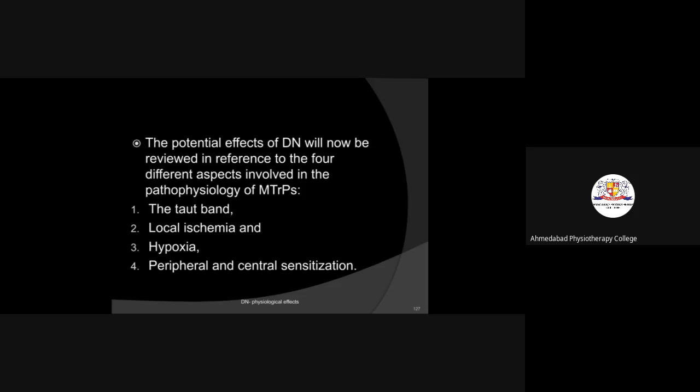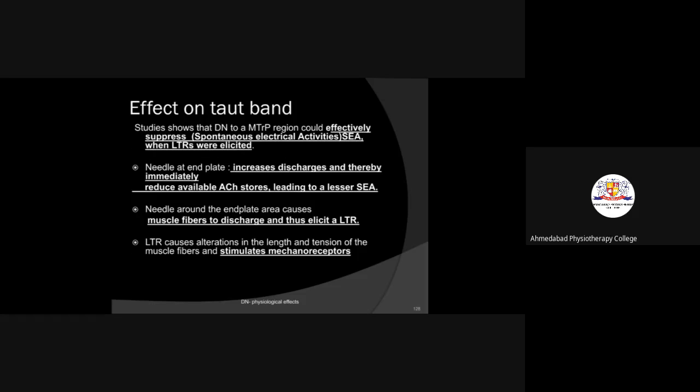Now we understand dry needling in four aspects. One is the taut band, then local ischemia, hypoxia, and the sensitization. What is a taut band? We know that the muscle is locked. Now when you give a dry needling, there will be a reduction in spontaneous electrical activity.